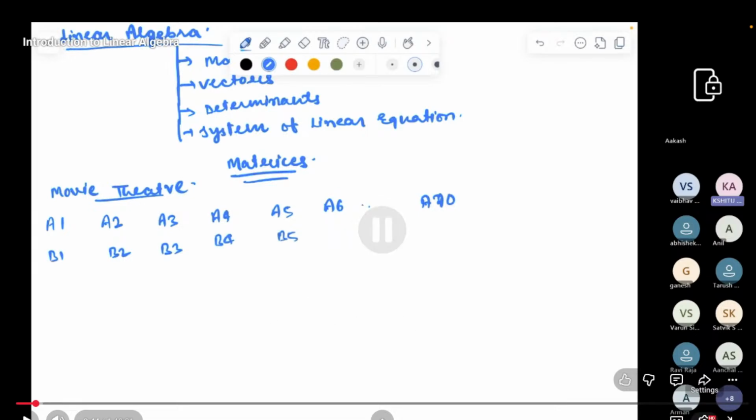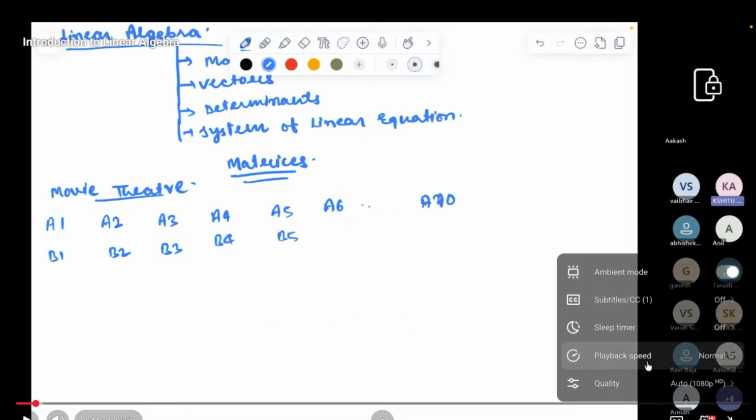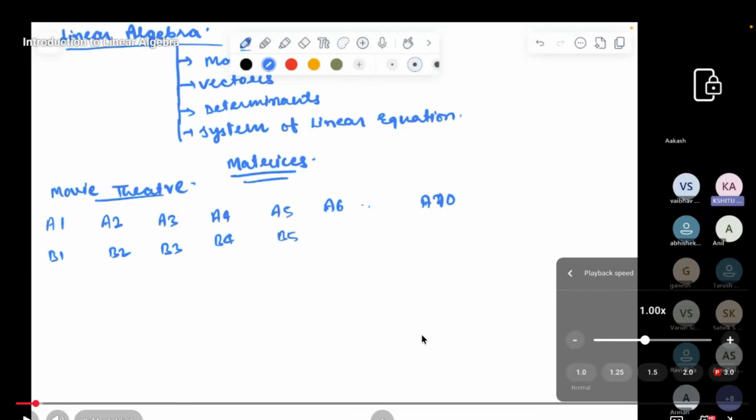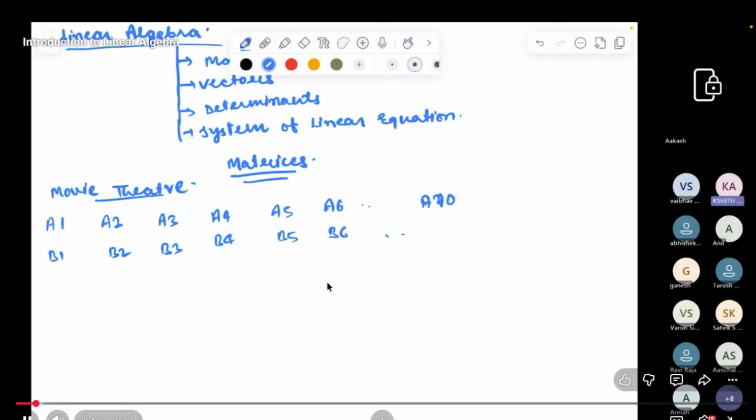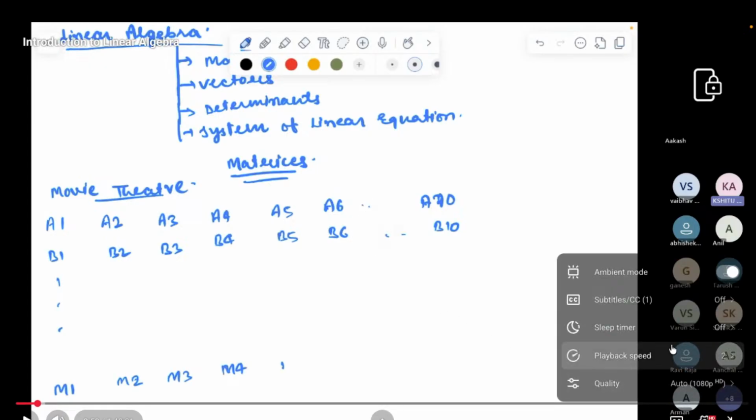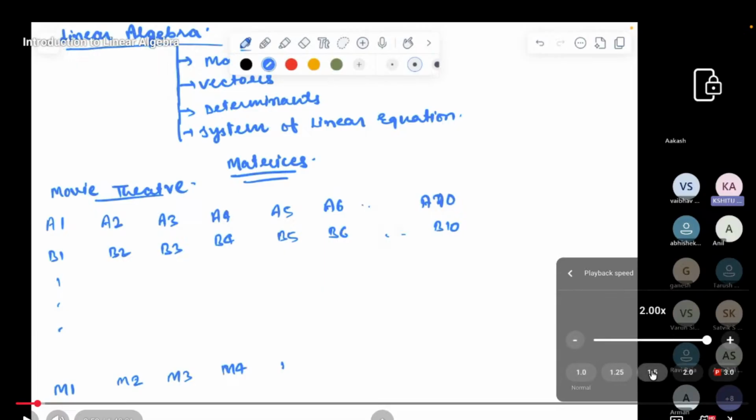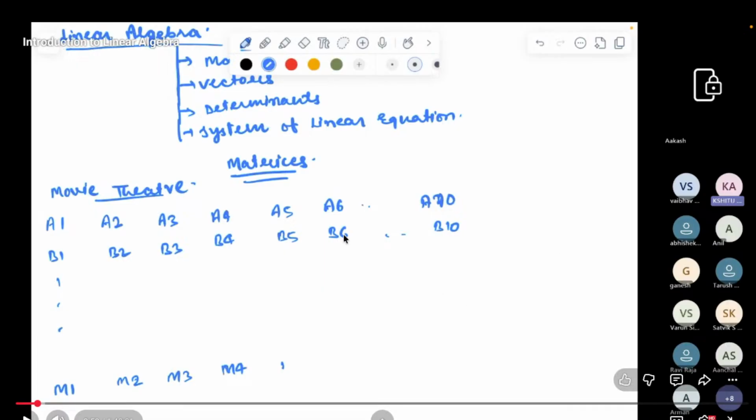Should we watch it at a quicker pace? I think so. And so on. Right. So this arrangement is nothing but what we call matrices in mathematics, right? And this is what we'll be dealing with. Okay, it's a little too fast. I will just slow it down to 1.5.